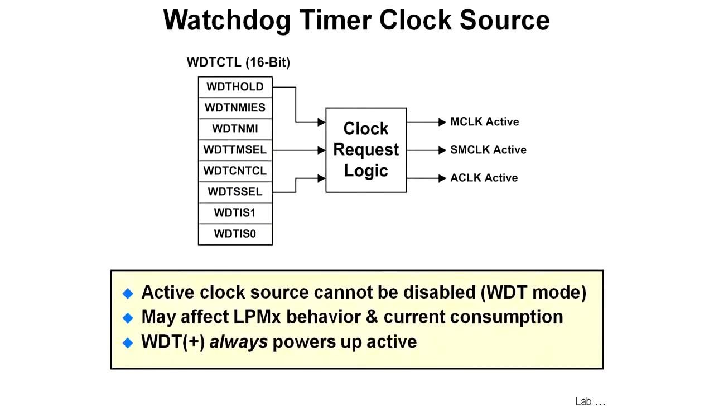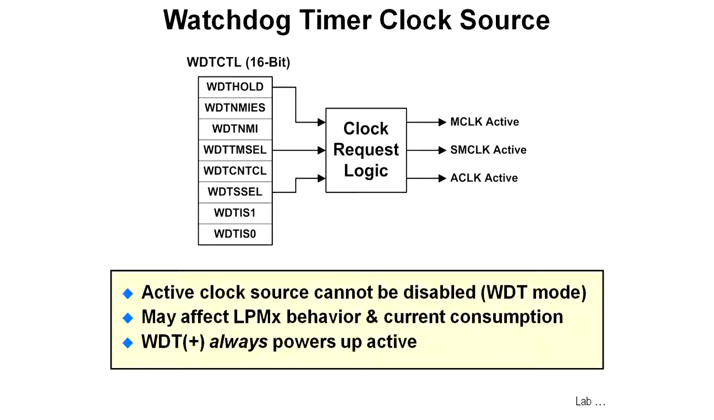There's an additional restriction on the watchdog timer clock source, that you cannot disable the active clock source that you've selected for the watchdog timer. The thing that you have to bear in mind is that some of the low power modes do things like turn off the DCO, they turn off the SM clock, they may even turn off the VLO. If you have your watchdog timer sourced from one of those clocks and you try to go into a low power mode that turns off that source, you can't do that.